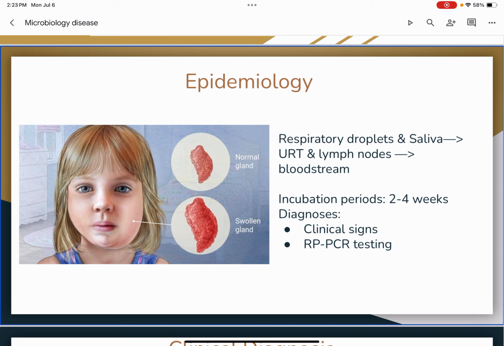Mumps spreads through respiratory droplets and direct contact with saliva. And then after entering the nose or mouth, the virus first replicates in the upper respiratory tract and nearby lymph nodes, and it then enters the bloodstream, which allows it to spread throughout the body, especially to the salivary glands. One reason mumps spreads so easily is that people are contagious before they even realize they're sick.